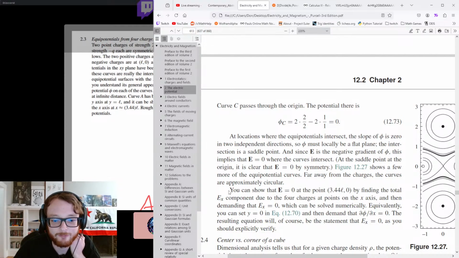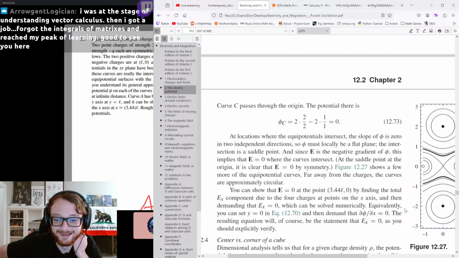Okay, then the second paragraph is where they find the 3.44 part. Oh, hey, this is a 1-star problem? We did it the intended way, I guess. I mean, pretty close. For that final part, they said: find the total E_x component due to the 4 charges at points on the x-axis, and then demand that E_x equals 0, which can be solved numerically.